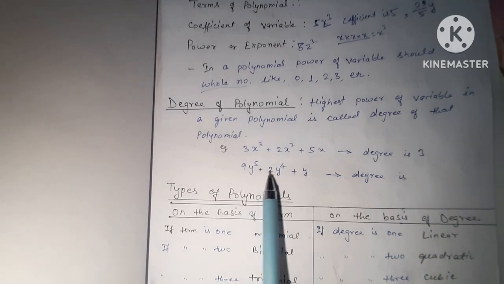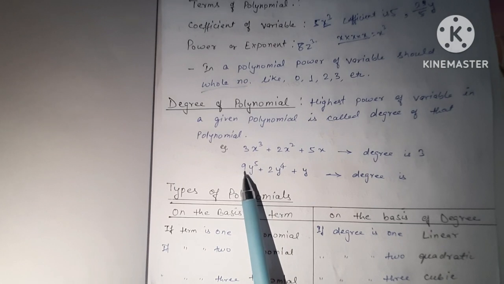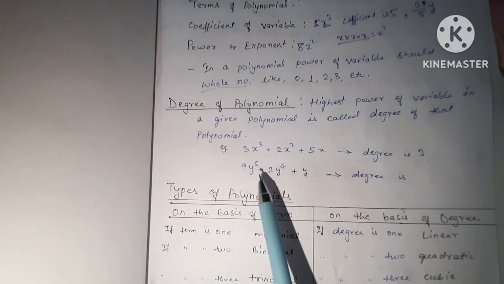So what is the degree of this polynomial? y to the power 5 plus 2y to the power 4 plus y. So we see here 5 is the highest power of the variable y. So the degree in this case is 5.